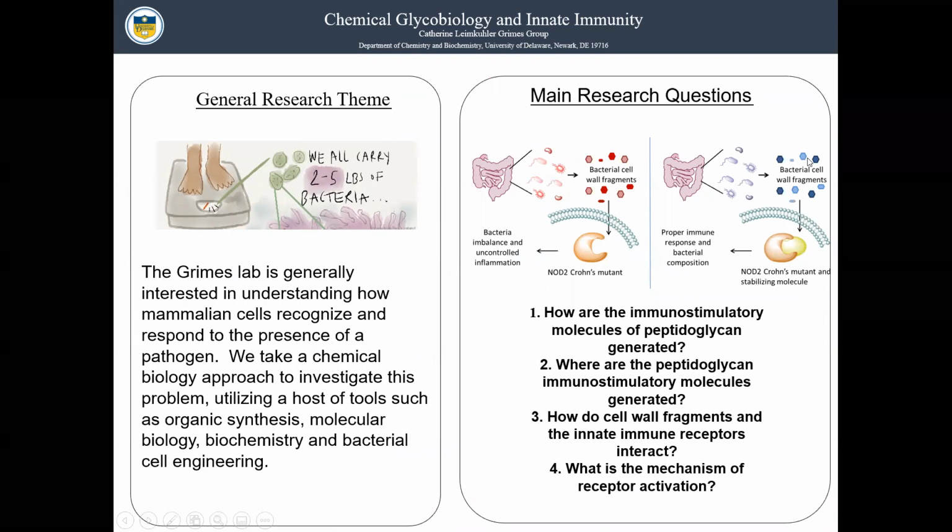The Grimes lab is generally interested in understanding how mammalian cells recognize and respond to the presence of a pathogen. We take a chemical biology approach to investigate this problem, utilizing a host of tools such as organic synthesis, molecular biology, biochemistry, and bacterial cell engineering.